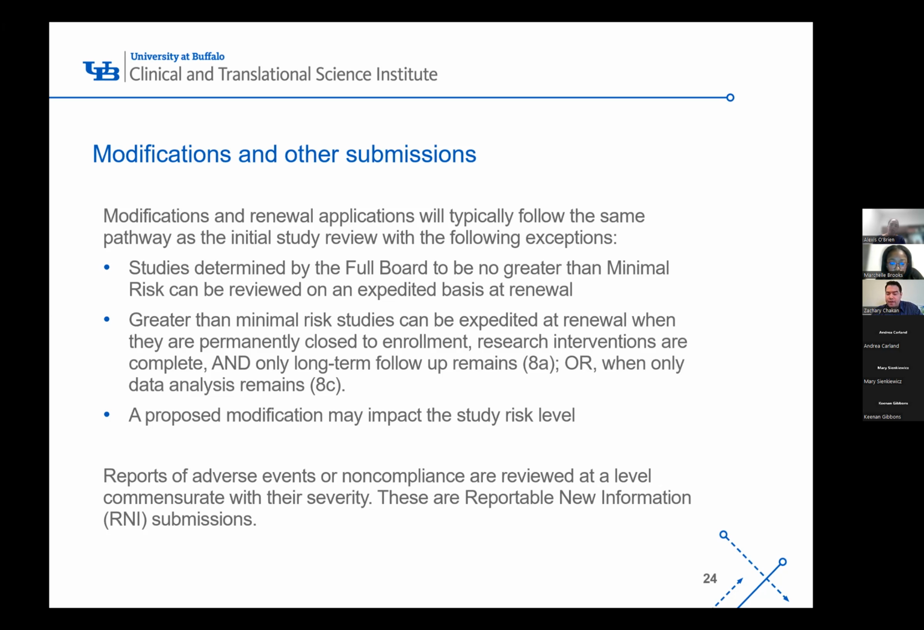And if you have an adverse event that occurs or some type of non-compliance that occurs, that's reviewed at a level that matches with the severity of what happened and with the level of the study. Those are called reportable new information submissions, or RNI for short, that we like to call them. And it could come to an administrator for review if it's more on the minor side, or it could go to the full board if it's a little bit more egregious.